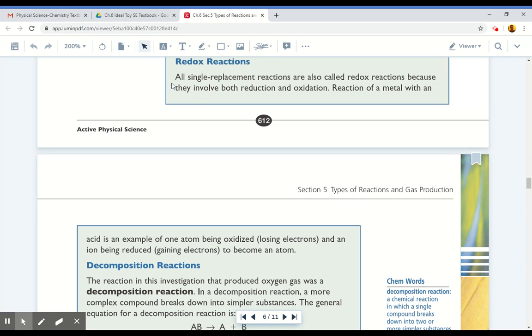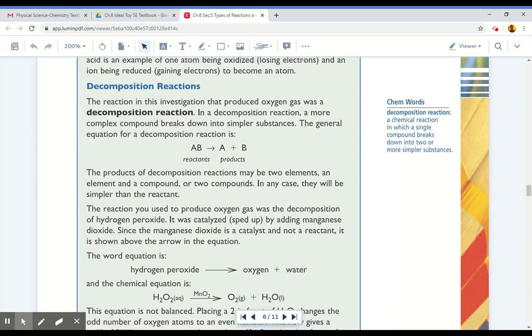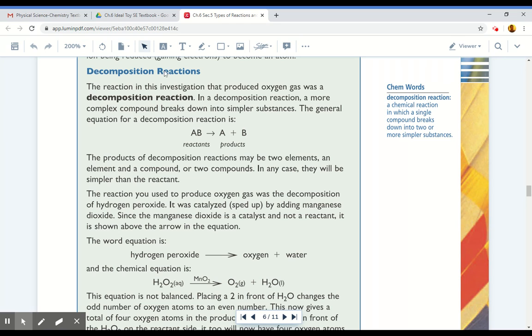Redox reactions. All single replacement reactions are also called redox reactions because they involve both reduction and oxidation. Reaction of a metal with an acid is an example of one atom being oxidized or losing electrons, and an ion being reduced or gaining electrons to become an atom. Decomposition reactions. The reaction in this investigation that produced oxygen gas was a decomposition reaction. In a decomposition reaction, a more complex compound breaks down into simpler substances.